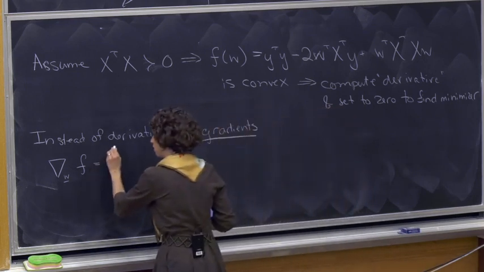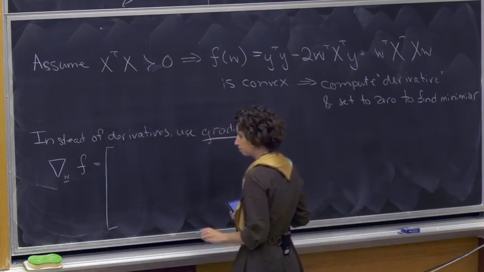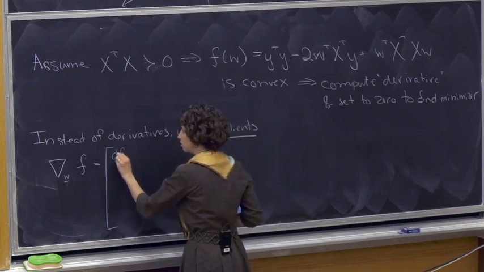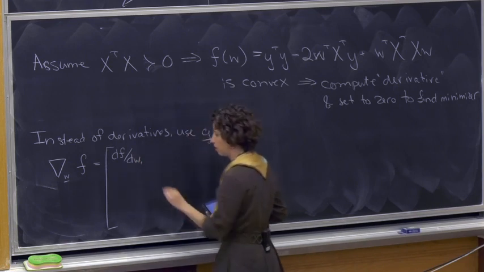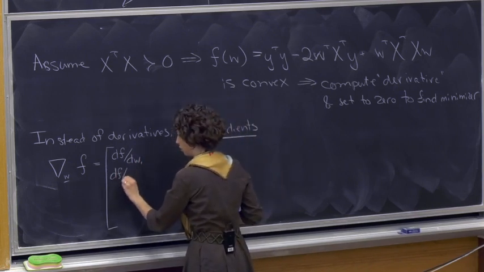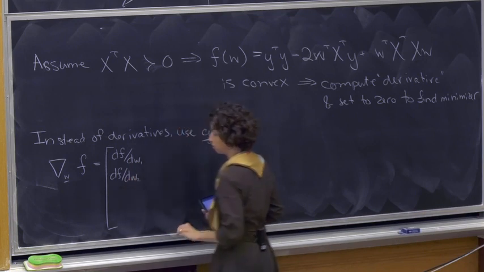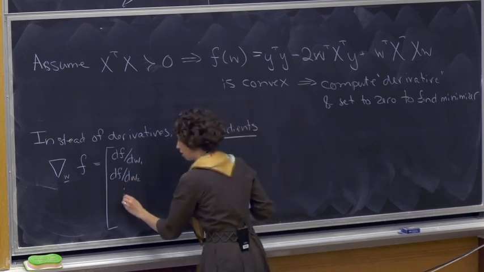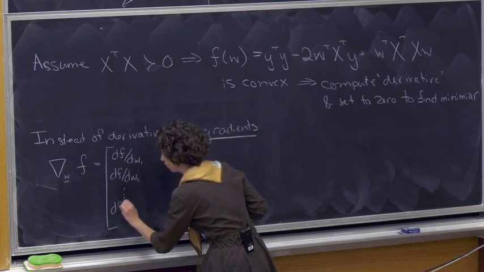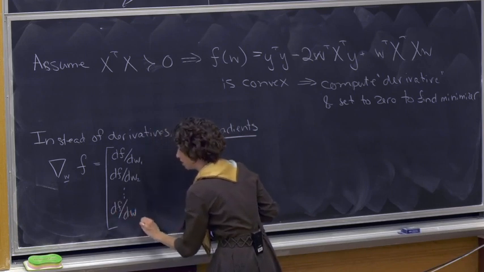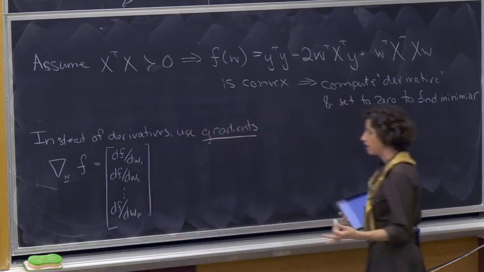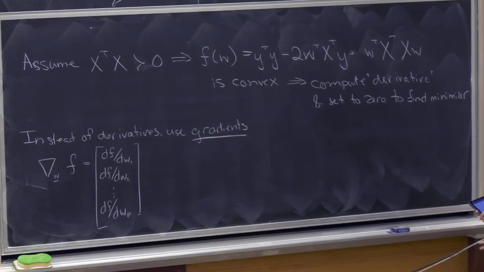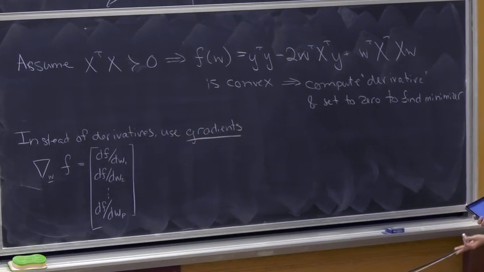And all I mean by this is that I'm going to create a vector, and the first element is going to be the derivative of f with respect to the first element of w. And the second element of the gradient is the derivative of f with respect to the second element of w, all the way down to the derivative of f with respect to the pth element of w. So when we talk about a gradient, we're just saying we're going to make a vector that corresponds to the derivative with respect to every single different element of w.